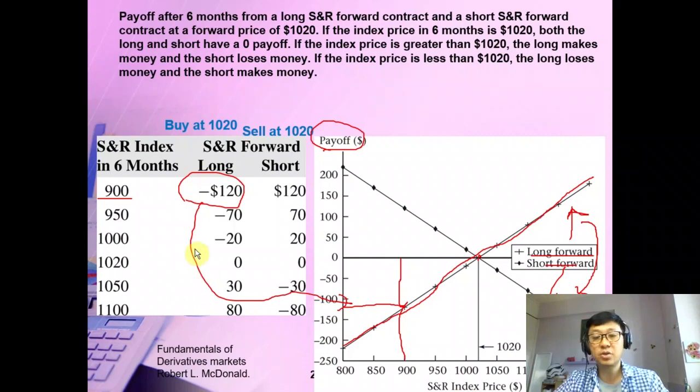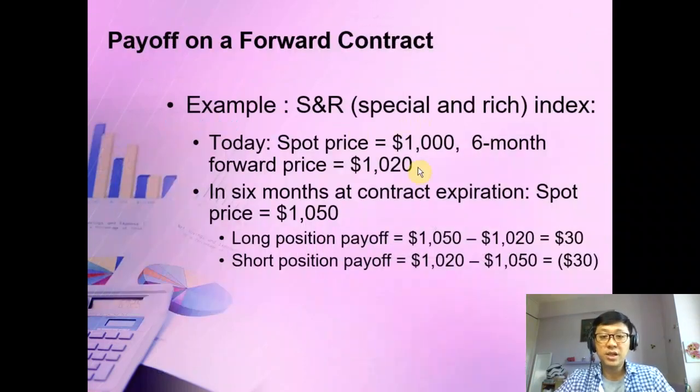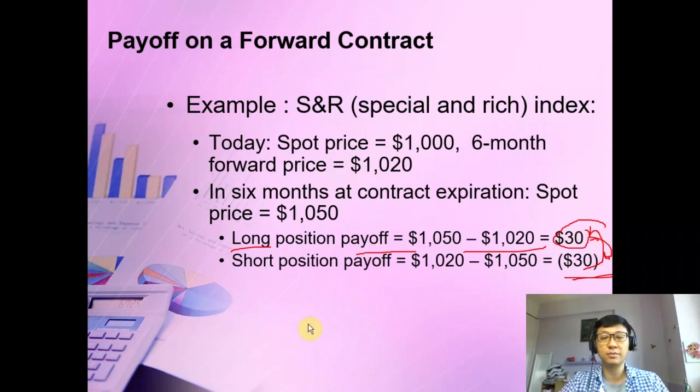It's similar, so I don't think I want to go through it again. So this is how the calculations work, the long position payoff and the short position payoff. Using the same formula, the spot price minus the forward price, the payoff is 30. So that's the long position, and the short position will get the negative. So the $30 actually comes from the short position paying the long position.